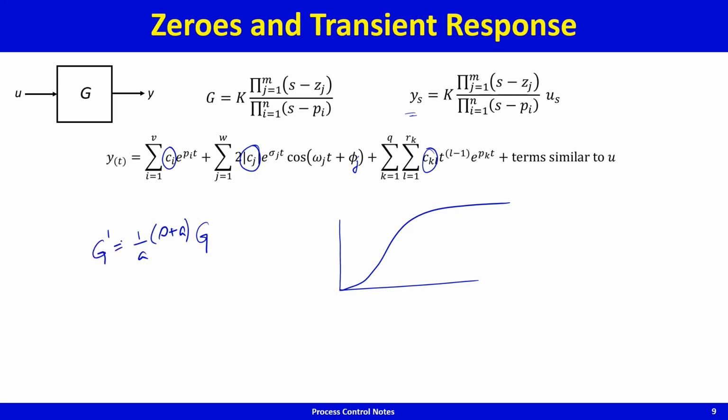Now this is the response for G. If I force the system with G prime with a step, so U(s) equals 1 over s, the final value will remain the same as that of G. And why am I saying that? Because you can use the final value theorem. So Y(s) is going to be 1 over s times (s plus a) times G over a, multiply by s and take the limit as s tends to 0.